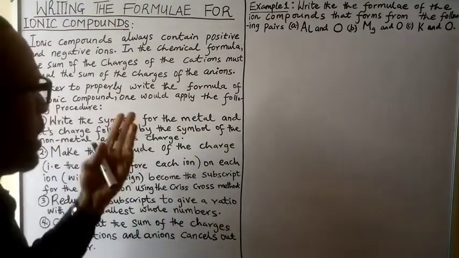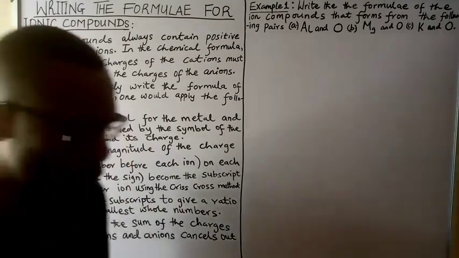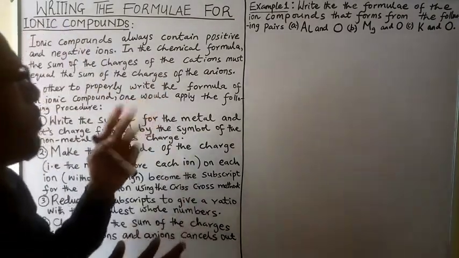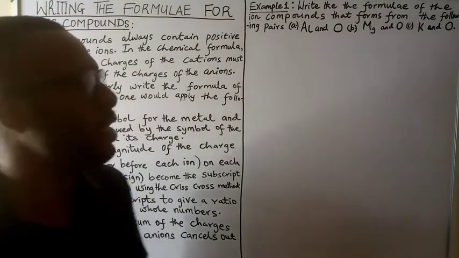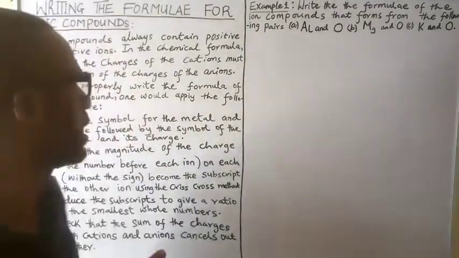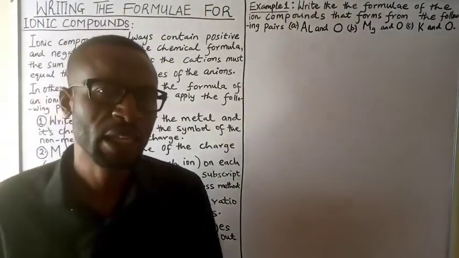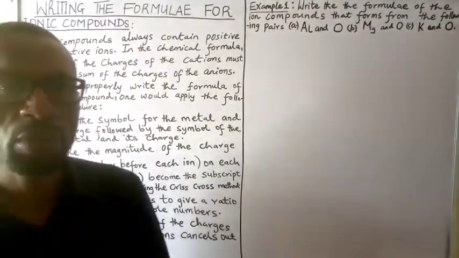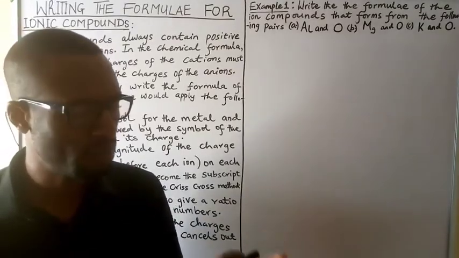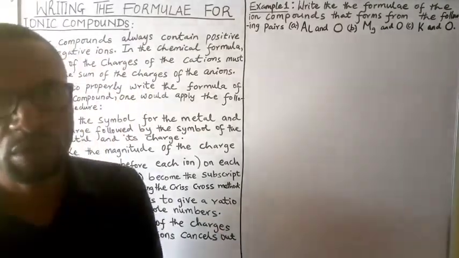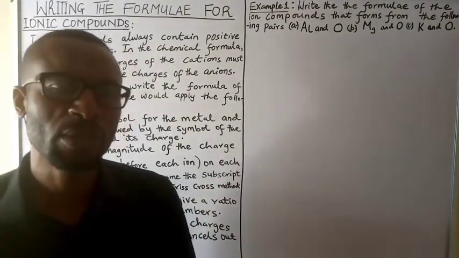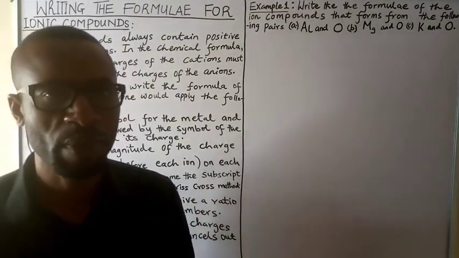In the chemical formula, we must ensure that the sum of the charges of the cations must equal the sum of the charges of the anions. It's very key. This is important because ionic compounds are neutral compounds. So the charges of the cations and the anions must cancel each other out for us to have that neutral compound known as an ionic compound.